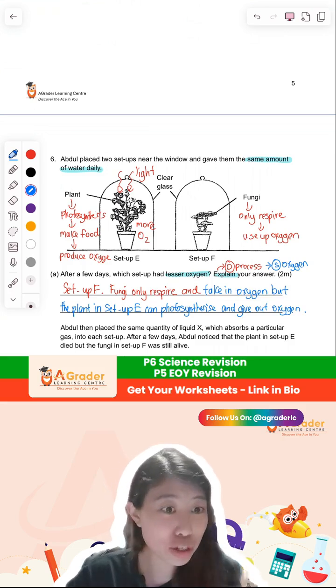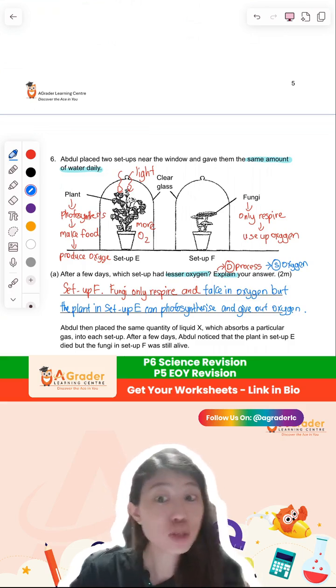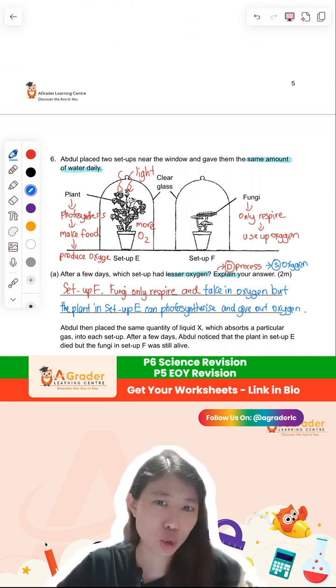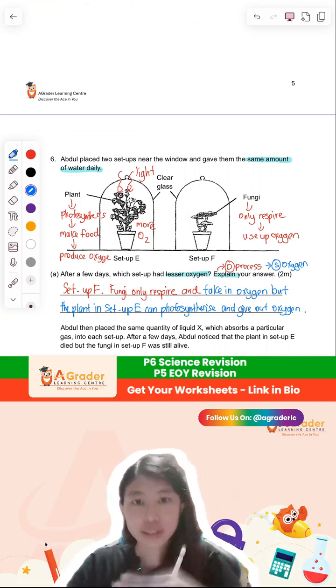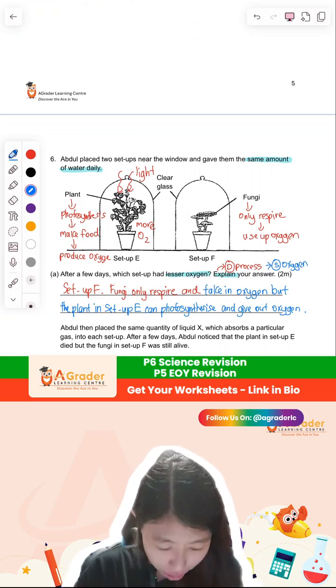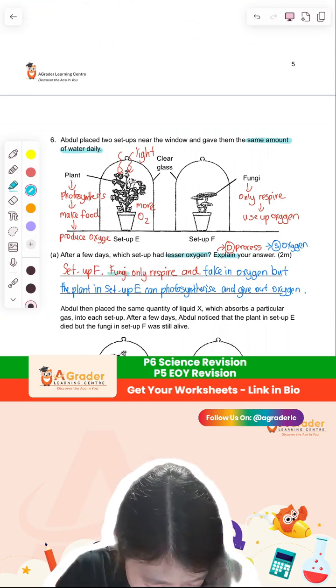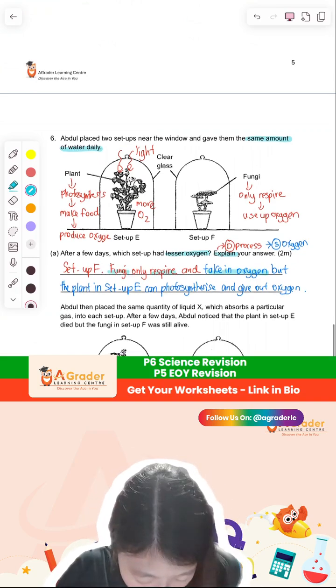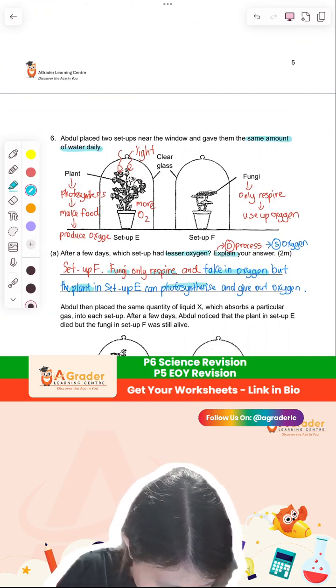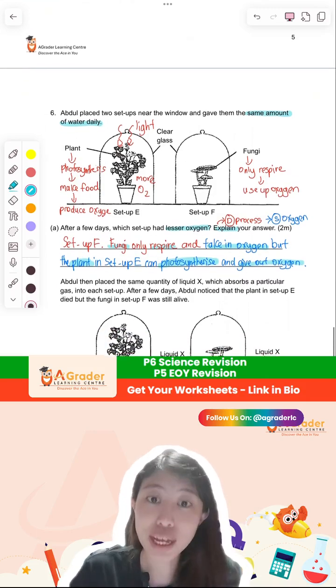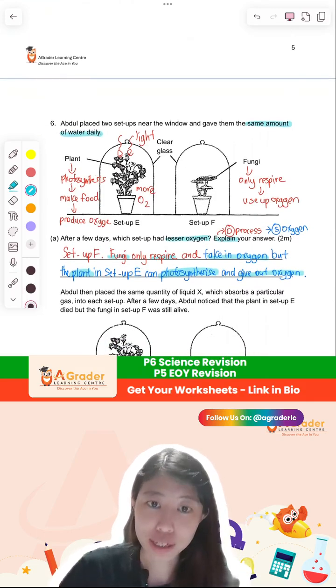Remember some of your school teachers always say use comparison words or superlatives, right? So in this case, there's no way to put comparison words, so you have to use but the other setup. All right, so I'm going to highlight the key things. You need to mention that fungi respire and take in oxygen, but there's a plant in setup E, so plants can photosynthesize and give out oxygen. That's why setup F has less oxygen as compared to E.